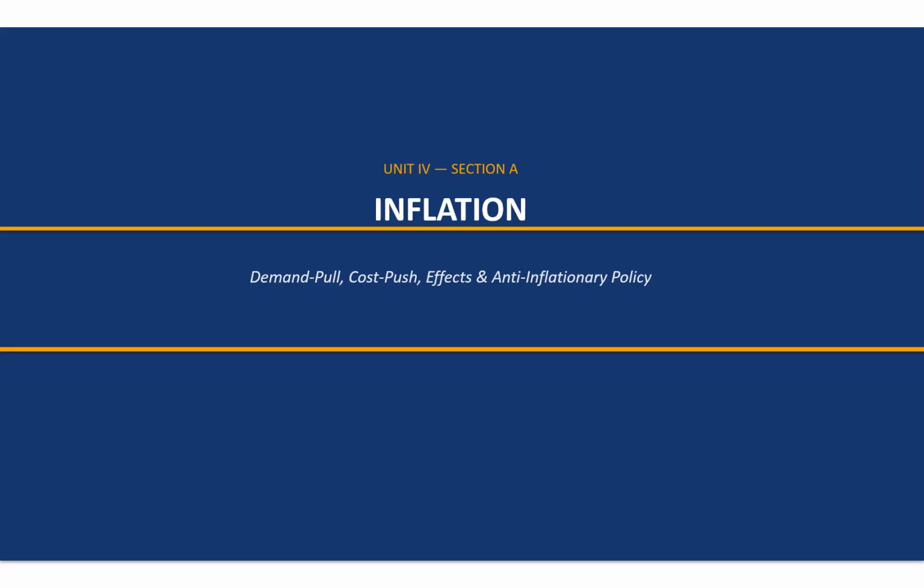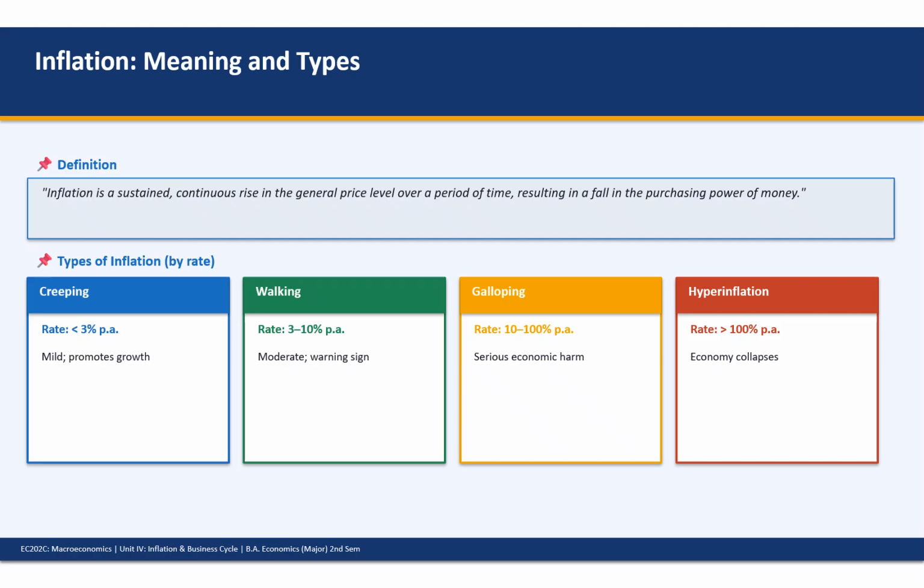Now we begin Unit 4, Section A, Inflation. In this section, we will study inflation, its causes, its effects, and the policies used to control it. Inflation is one of the most important macroeconomic problems because it directly affects prices, purchasing power, production, and income distribution. Let us start with the meaning of inflation.